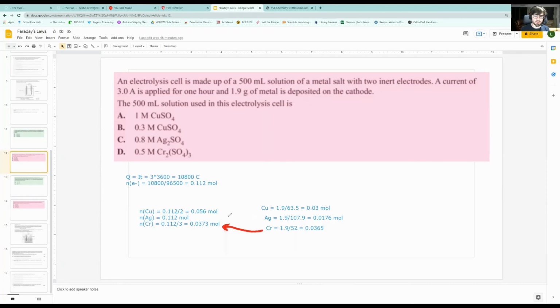This silver's pretty far off. The copper's pretty far off. Chromium's pretty similar. So I go with D here. One thing to note is that the concentration of the solution shouldn't actually matter here. That only matters if all of it's been plated on. So that's kind of a clue that it's not A or B here.